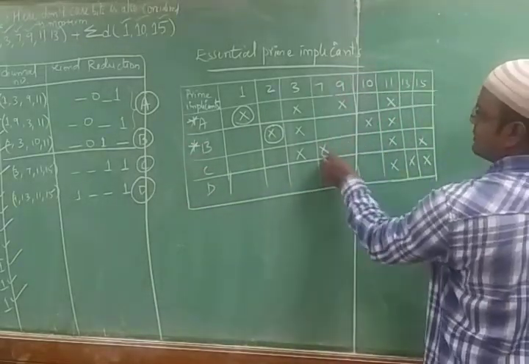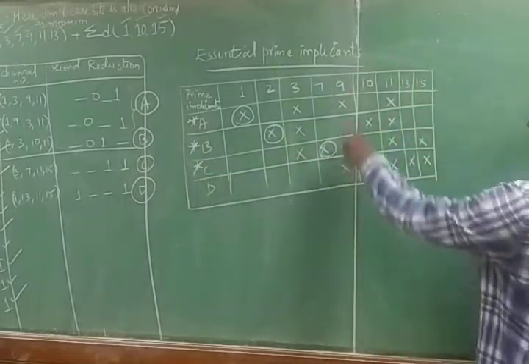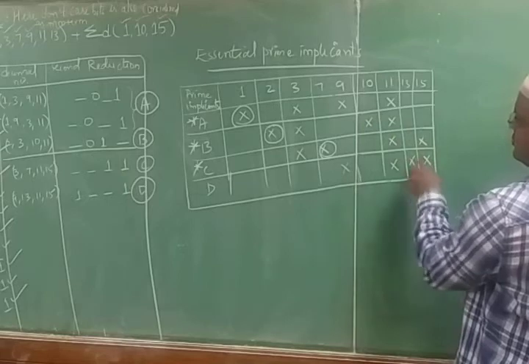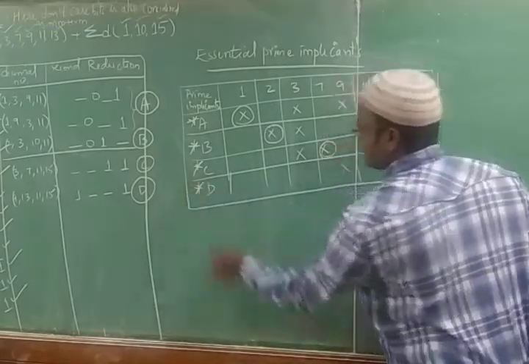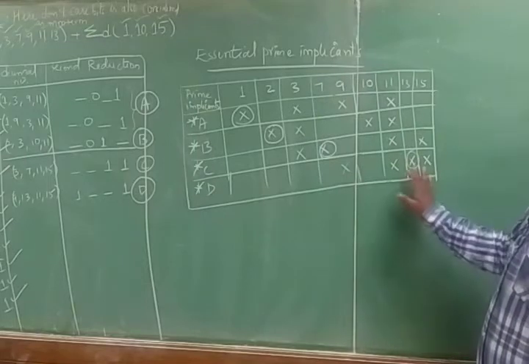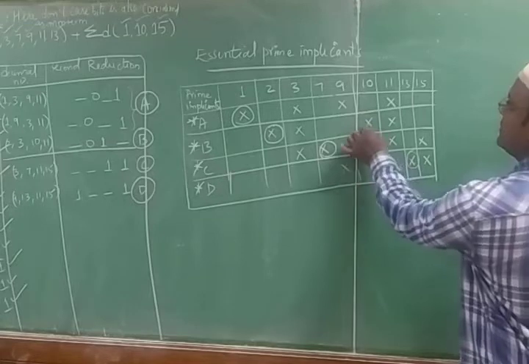Likewise, we had 7. 7 is there in C, so C is also an essential prime implicant. Likewise, for any other term, this is twice, this is coming once. That means 13 — 13 means D is also an essential prime implicant. So column wise we'll see 13 coming once, 10 is also coming once, here it is there.